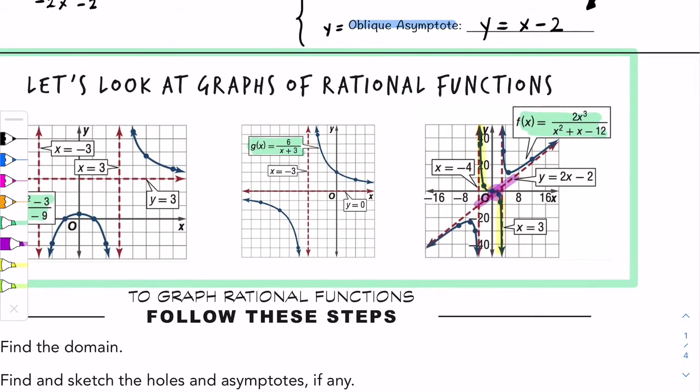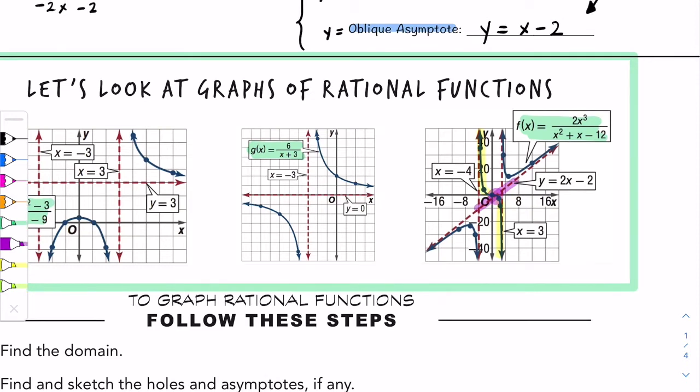This is the only time it can happen. A graph can cross or intersect a horizontal or oblique asymptote only when it is between two vertical asymptotes. So because there are two vertical asymptotes and there's this center, it can in fact cross the asymptote. That is the only time that happens.